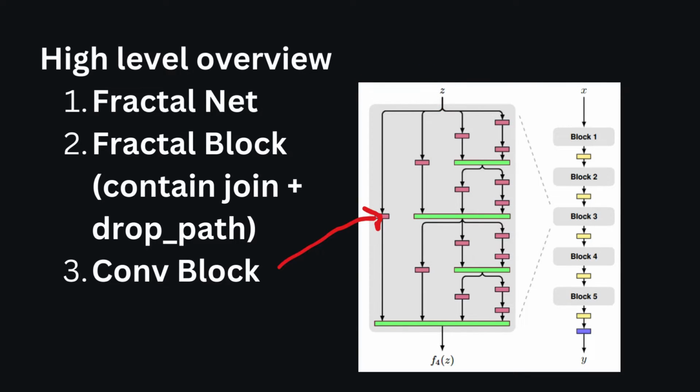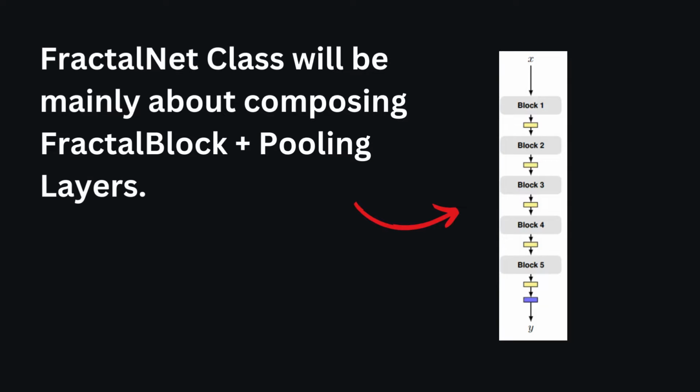Then we have the convolution blocks. These are contained within each fractal block and make up the architecture we see in this image. So let's start with FractalNet. This class will be mainly about generating fractal blocks and adding pooling layers in between.